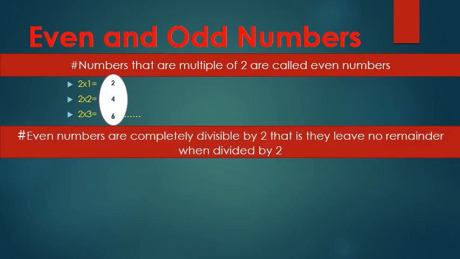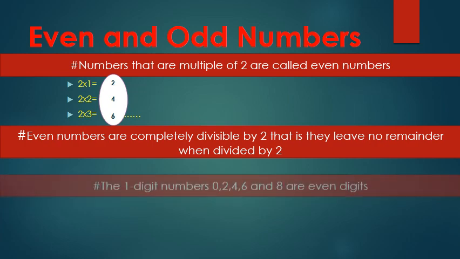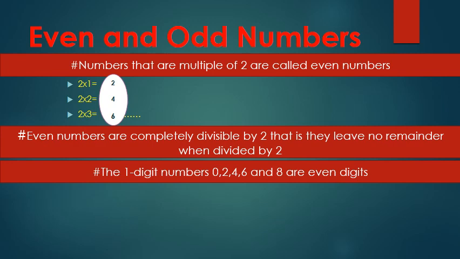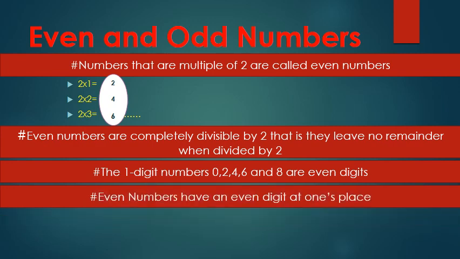Even numbers are completely divisible by 2. That is, they leave no remainder when divided by 2. Or we can say that the remainder is 0. The one-digit numbers like 0, 2, 4, 6 and 8 are even digits. Even numbers have an even digit at one's place.